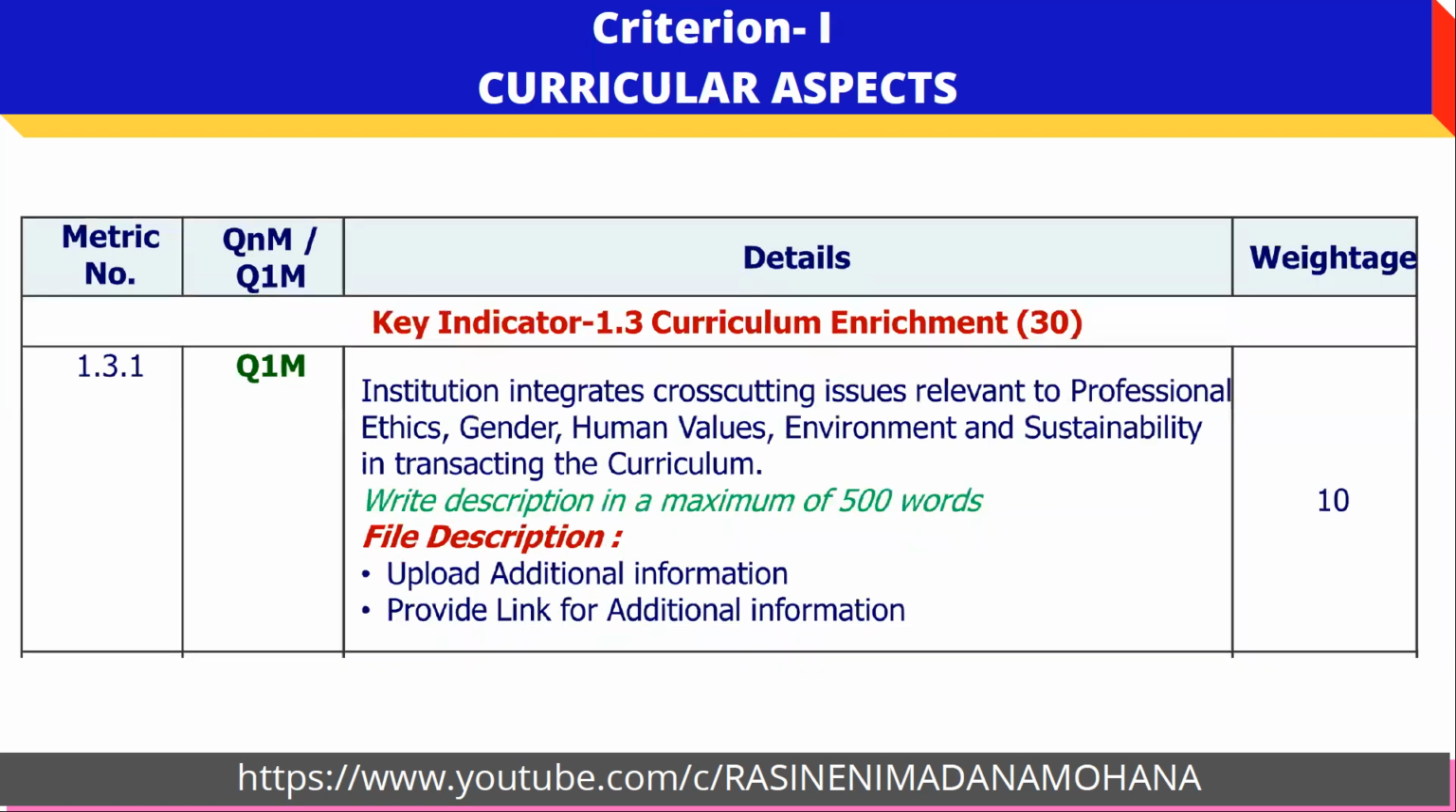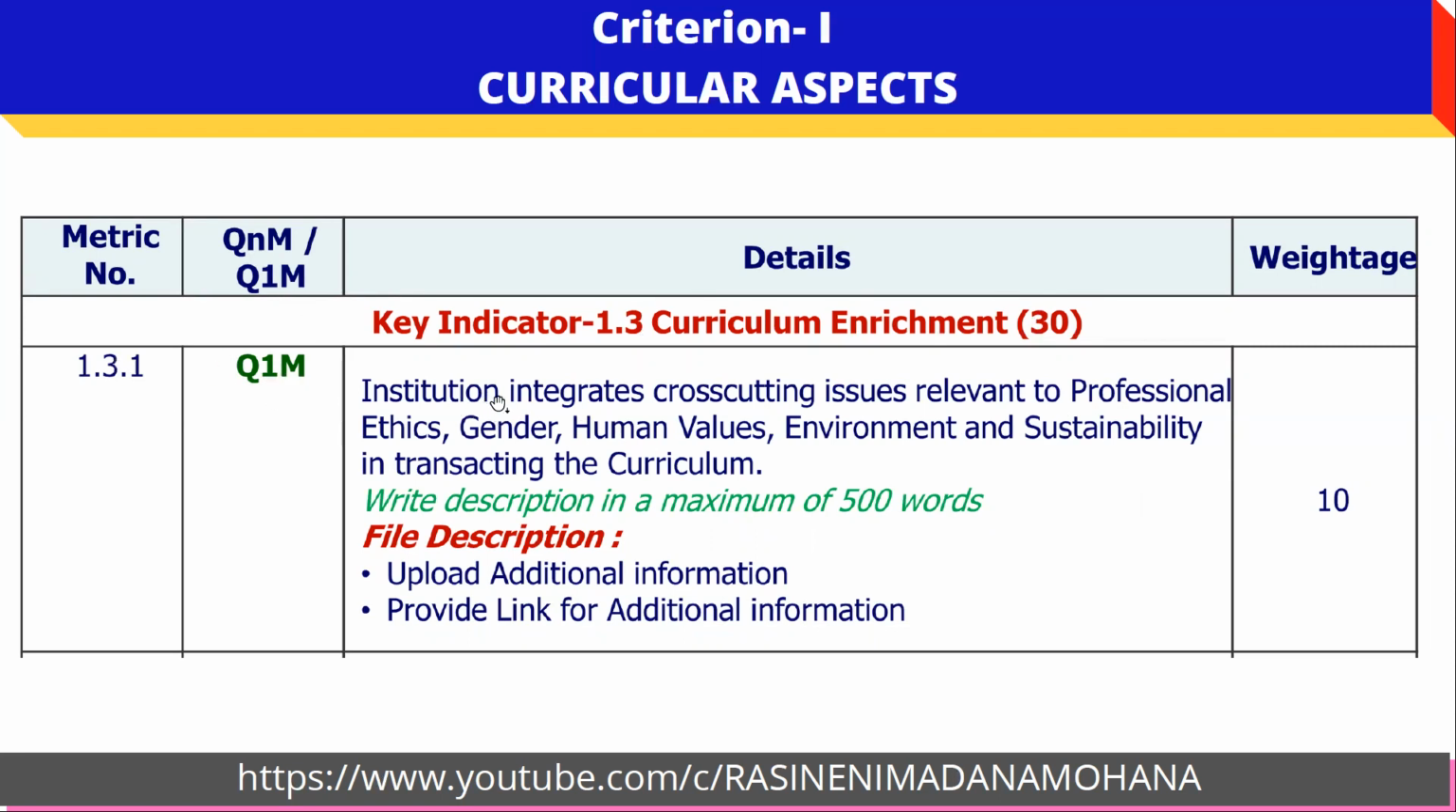Then coming to the next qualitative metric, this comes under key indicator 1.3, curriculum enrichment. Total weightage is 30, but this qualitative metric carries 10. The other 20 will be quantitative metrics that we will see after this. So 1.3.1 is the metric number, which is a qualitative metric.